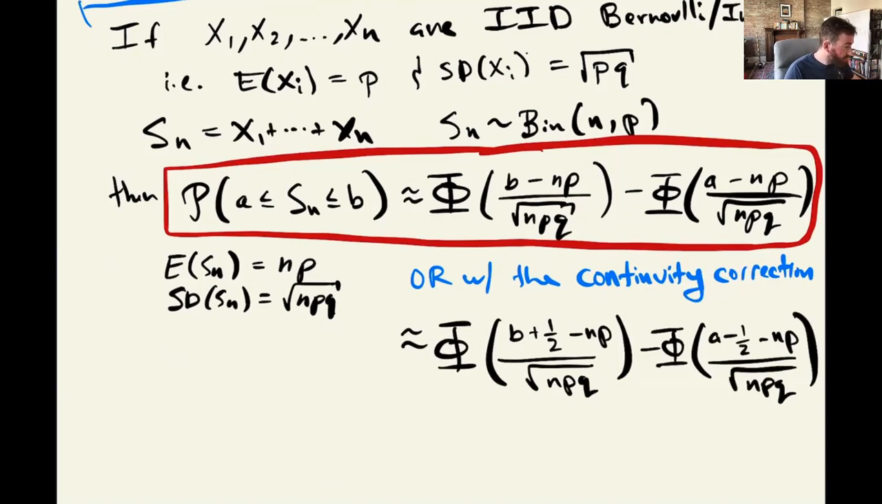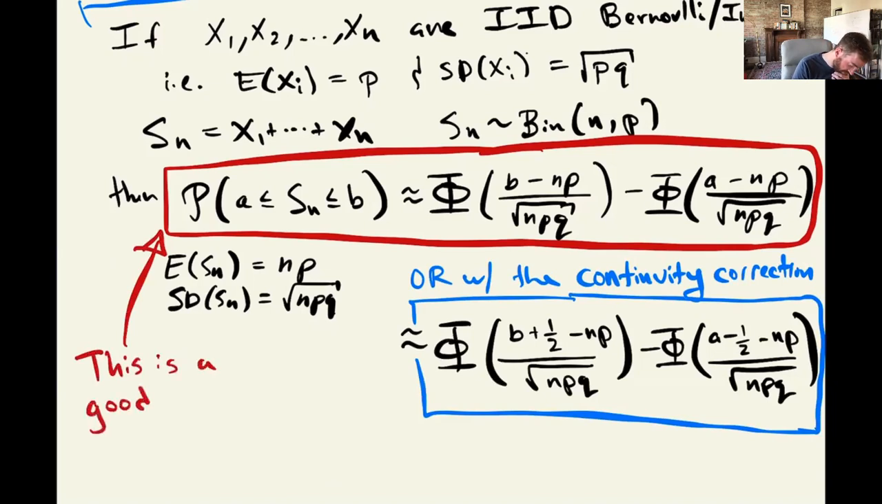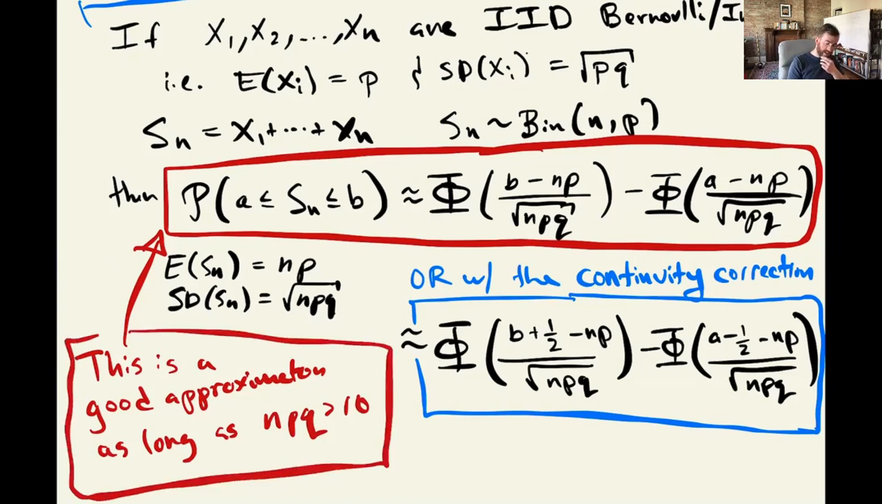All right, so let's go ahead and see how this works in action. Sometimes I'll include the continuity correction, but more often than not, it doesn't really matter. I will say a quick remark, which is we can say that this is a good approximation as long as n times p times q is greater than 10, although sometimes we'll go a little bit lower, and we'll see that it's still a pretty good approximation.